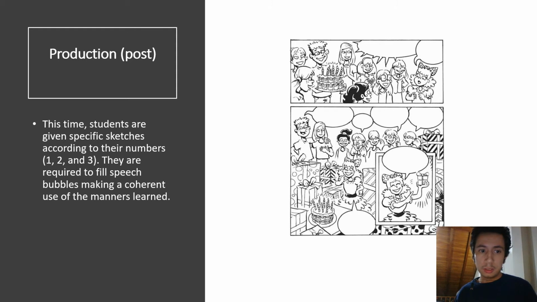Production. So this is the sketch that I was talking about. I have 3 of them, and I'm going to assign 3 numbers to each student. So they're going to be 1, 2, and 3. That means they're going to have different sketches. I'm going to require them to fill these speech bubbles so that they make a coherent story. That's going to be the production. Now let's go with the assessment.